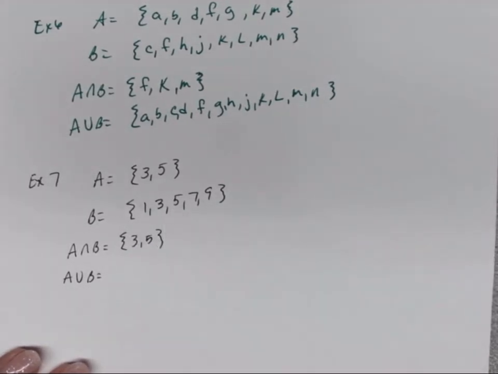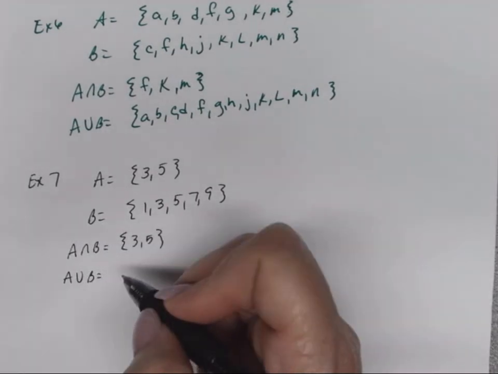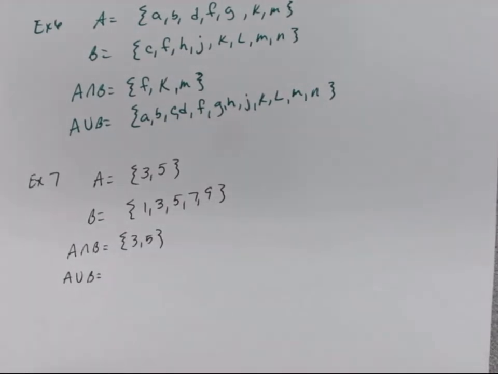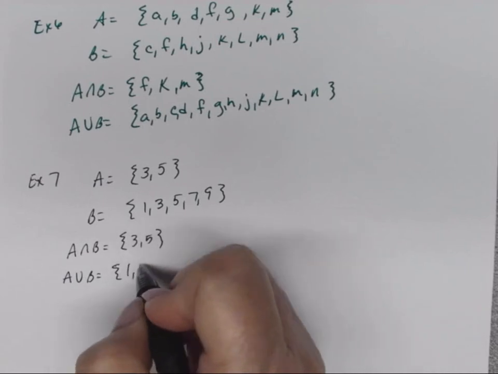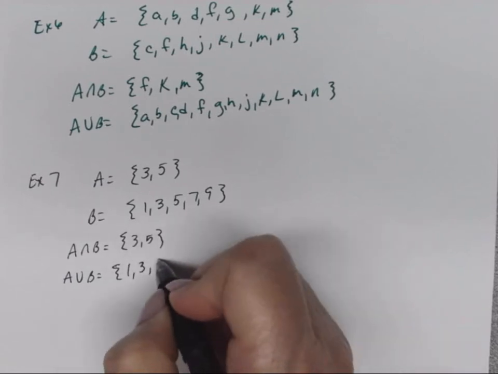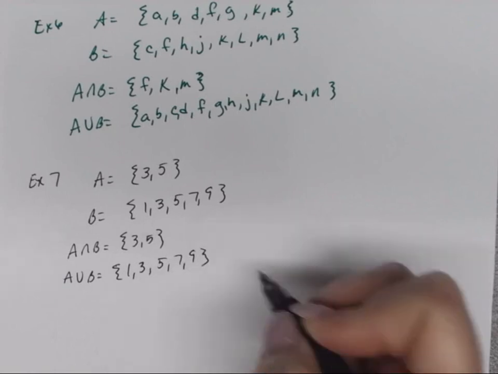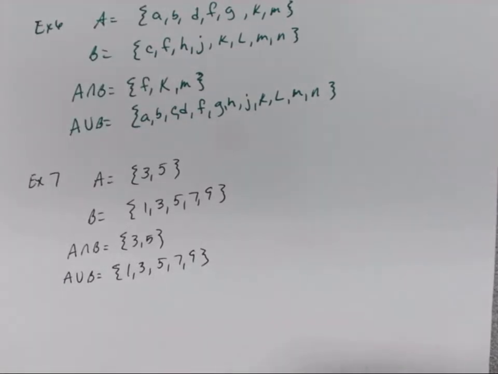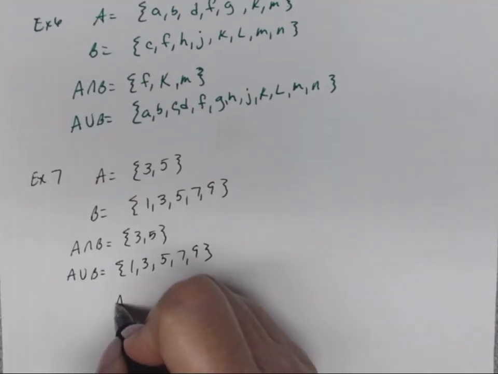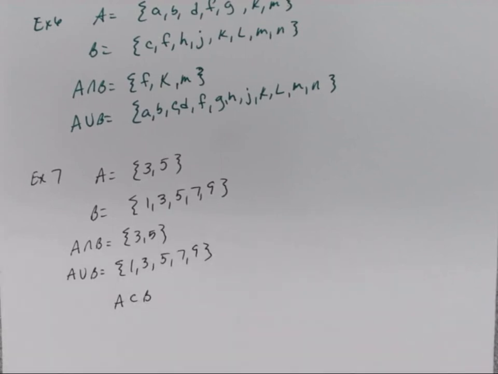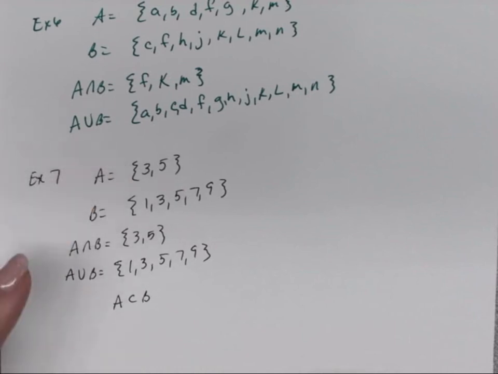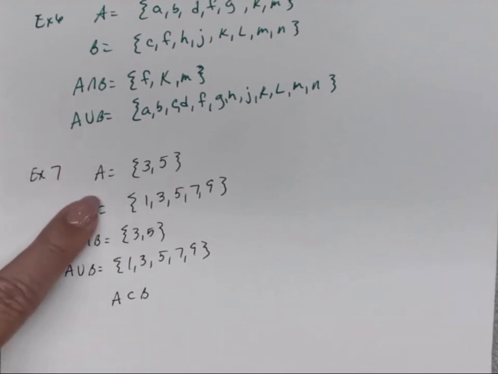This is similar to the first example that we did when we started getting into subsets. So it's all going to be all of set B because set A is inside of there. So again, we can say that A is a subset of B. Make sure that you're careful about that. It is not B is a subset of A. It is A is a subset of B.